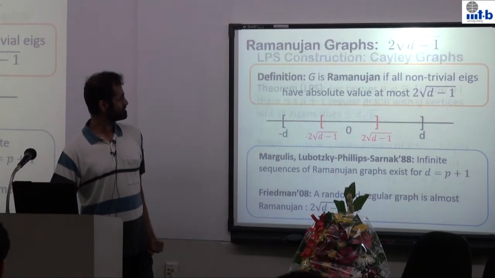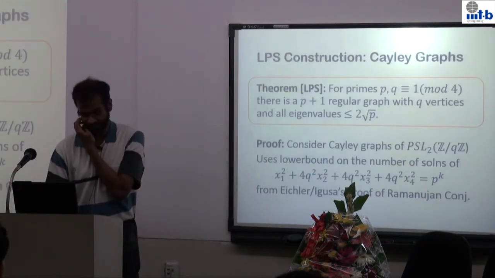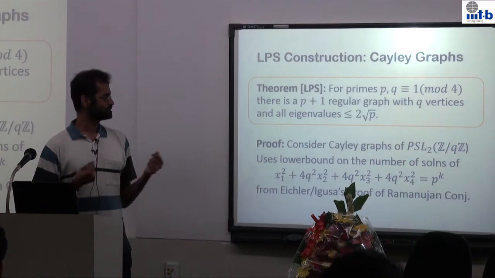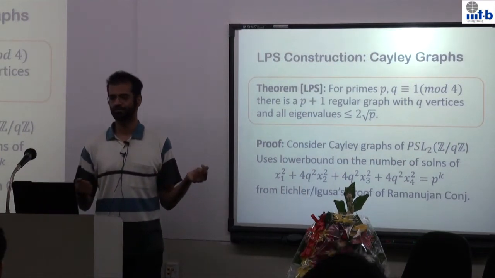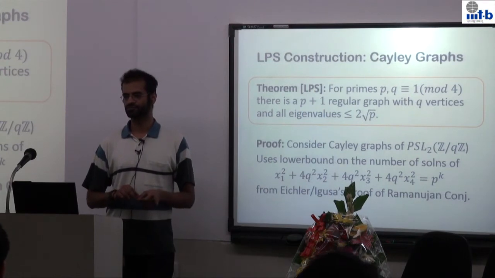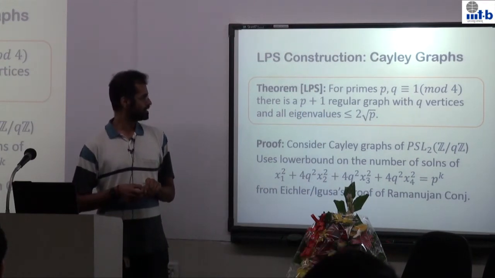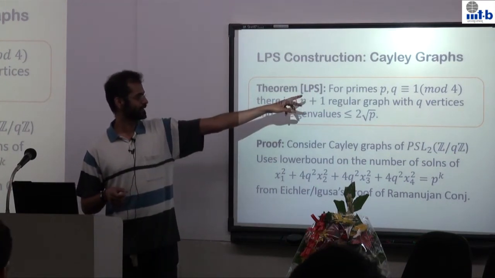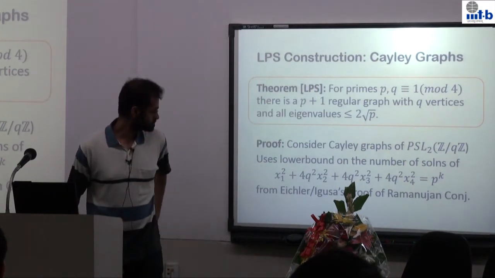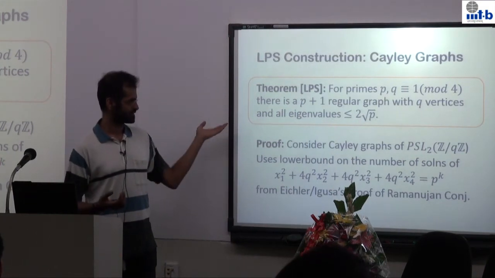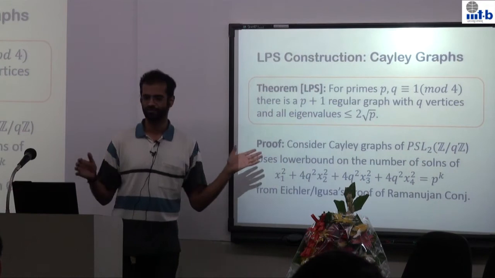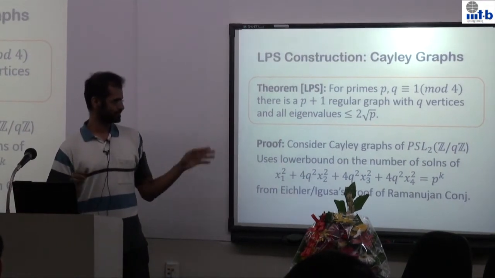Let me say a little bit more about this. So what did they prove? Lubotzky, Phillips, Sarnak, and Margulis proved that if you have two primes p and q, which are different and congruent to 1 mod 4, then there's a p plus 1 regular graph. So the degree is p plus 1, d is equal to p plus 1. And the number of vertices is q. And all the eigenvalues are at most 2 square root p, which is 2 square root d minus 1, which is Ramanujan, which is optimal. Because you can get infinitely many pairs of p and q that are different with this property, you can let q go to infinity, and you get an infinite sequence of graphs like this. The graphs they came up with were Cayley graphs of PSL2 of Z mod qZ. If you don't know what that is, I'm not going to really tell you, but it's some sort of matrix group.